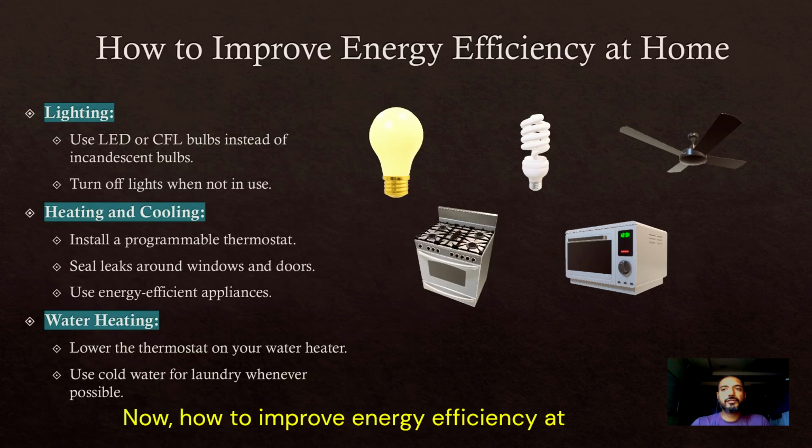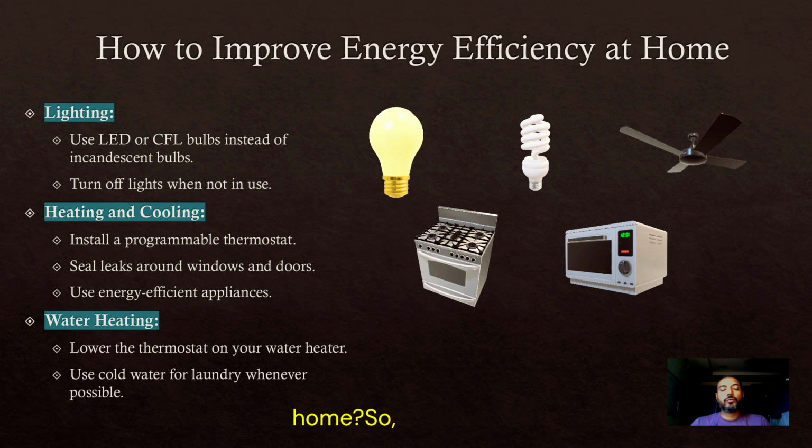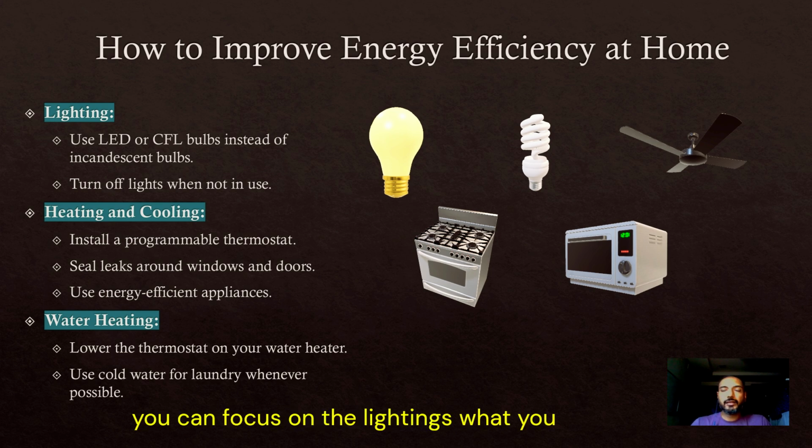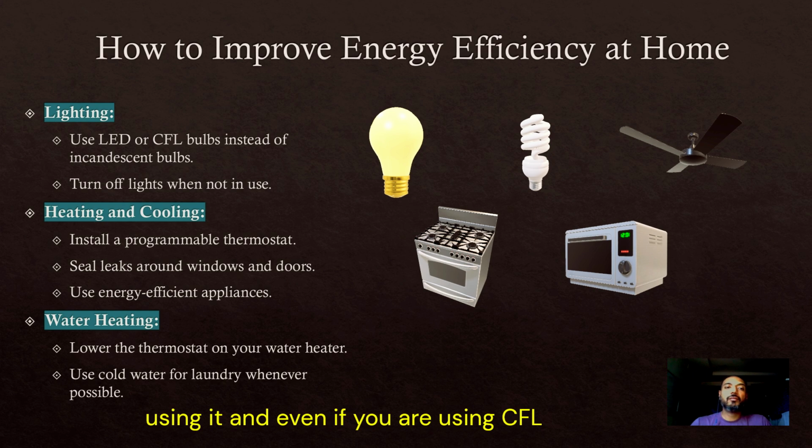Now, how to improve energy efficiency at home? You can focus on the lighting you are using. Replace all your CFLs with LEDs. Use LED light bulbs instead of incandescent bulbs, those yellow colored conventional bulbs. If you are still using them, and even if you are using CFL, please switch to LED lights, because this will give you a substantial benefit in terms of your energy consumption. Turn off lights when not in use.